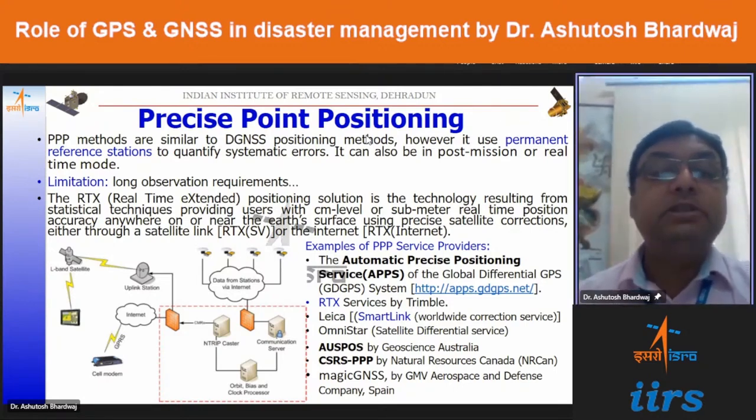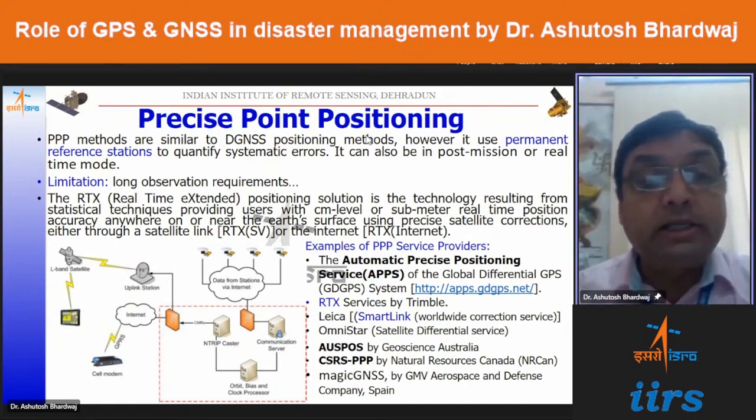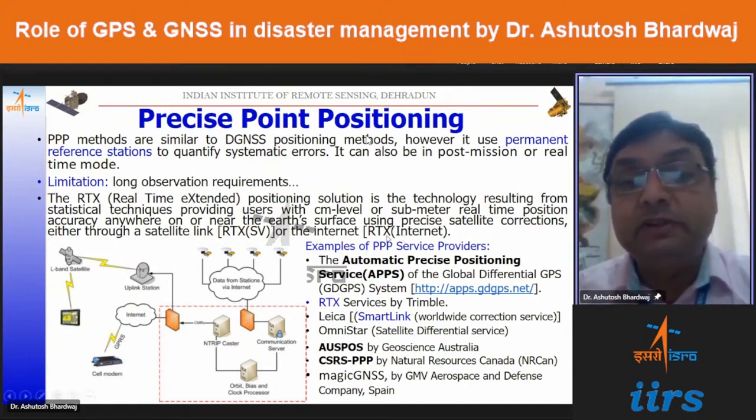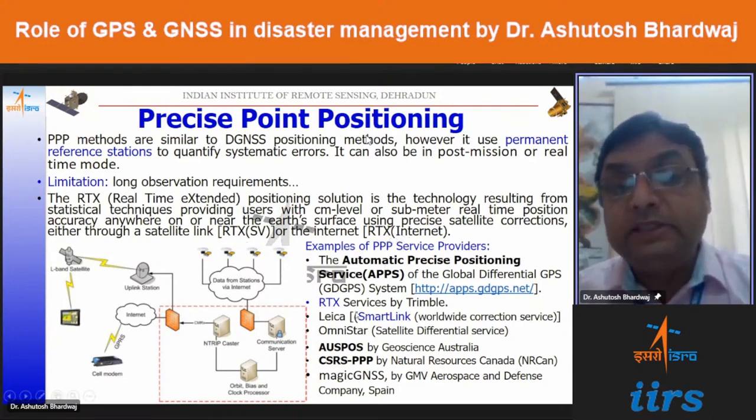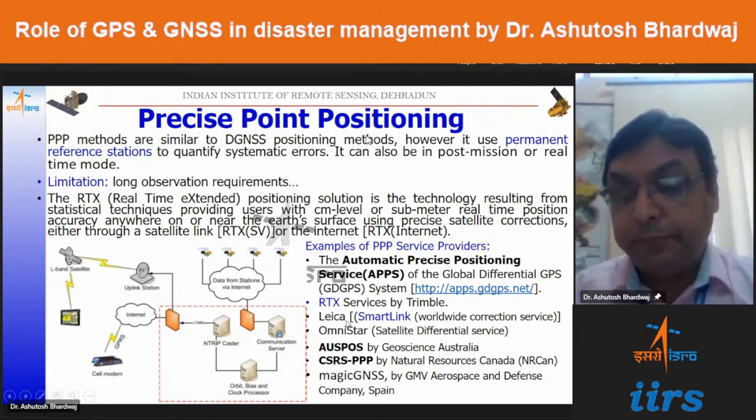So direct correction parameters and the corrected coordinates we will receive through the RTX SV service, satellite vehicle service, or RTX internet. These are the two services provided by Trimble, whereas the SmartLink service is provided by Leica.